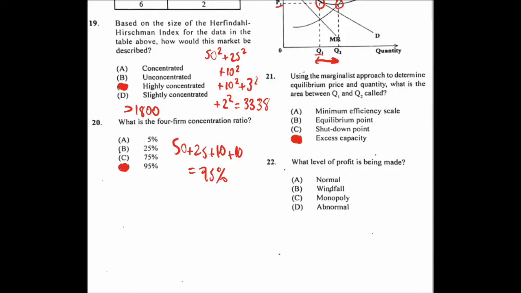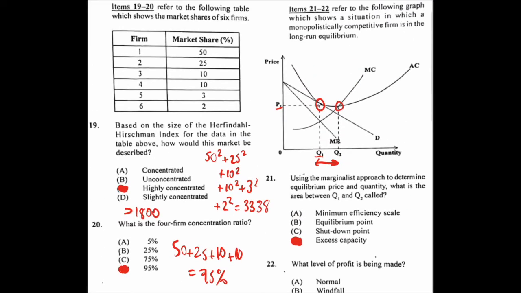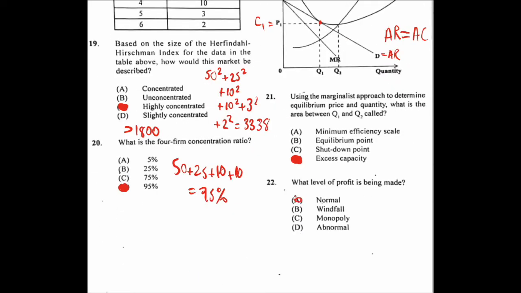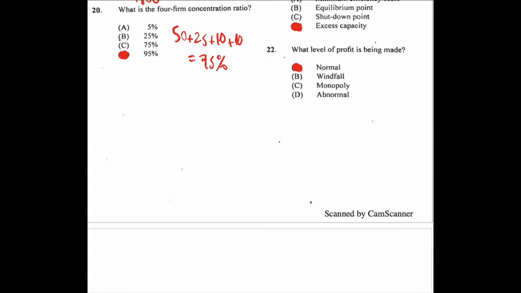What level of profit is being made in this graph? And as we can see, AC is actually equal to AR. AR is the demand curve. As you can see, they intersect at where output Q1 is taking place. So the answer would be AR equal AC. The answer would be normal profit because there is no excess abnormal profit and they're not making a loss. So the answer would be A.